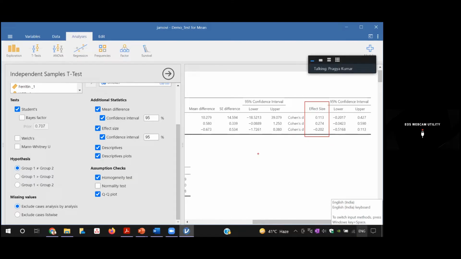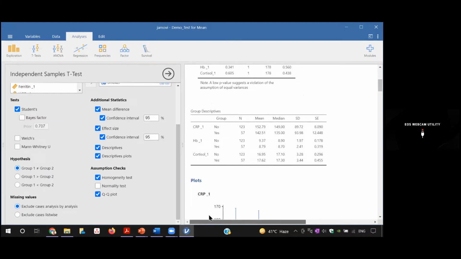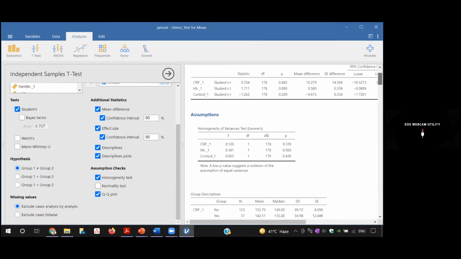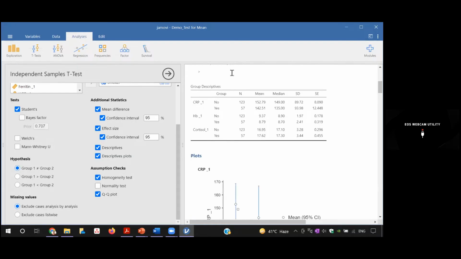And then coming to the other reporting. If you see, then you have to comment on the descriptives. This is the Levene's test of homogeneity of variance, which we have seen initially. And then this is the group descriptive. That means this shows the number of people who are there. This is for the non-smoker, 123, and 57 is smoker. The mean value of CRP in non-smoker is 152, whereas in smoker it is 10 units less. Similarly, median is also reported with the standard deviation.